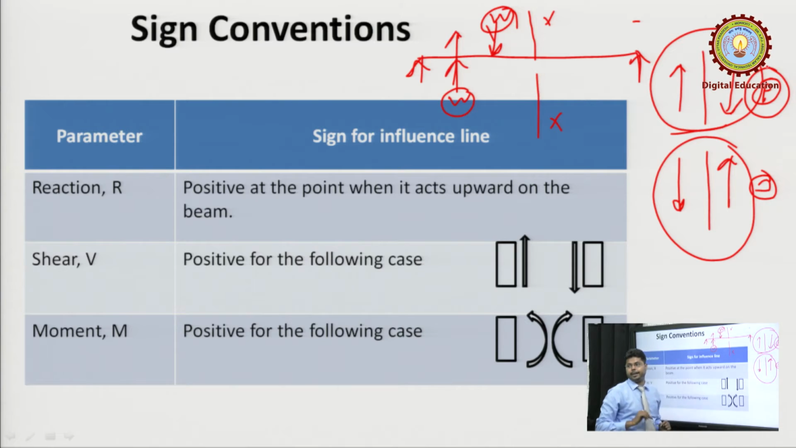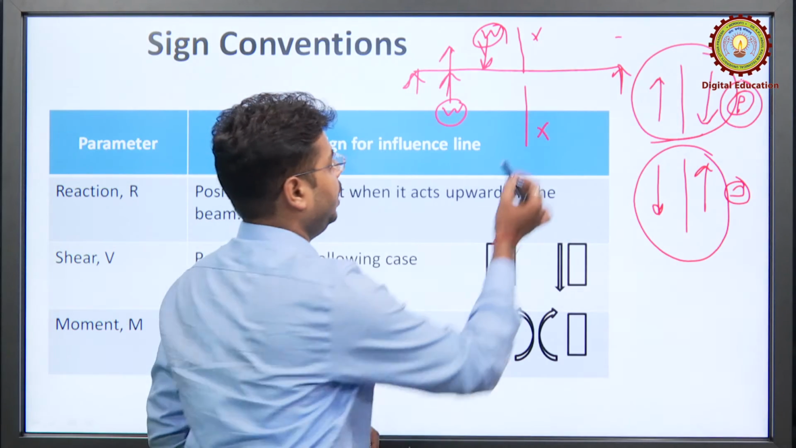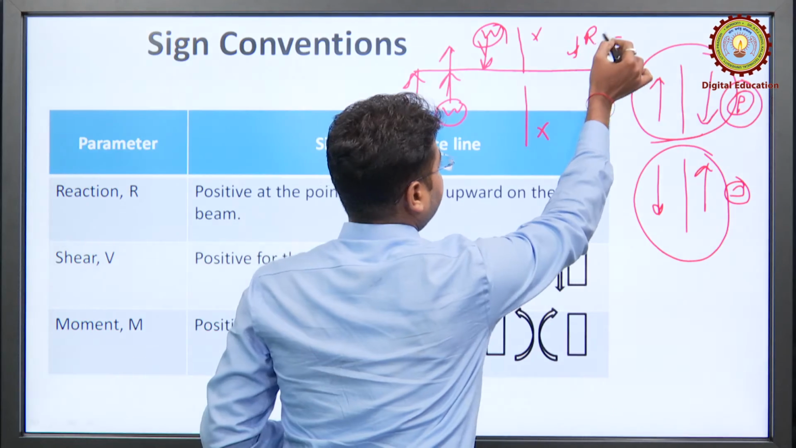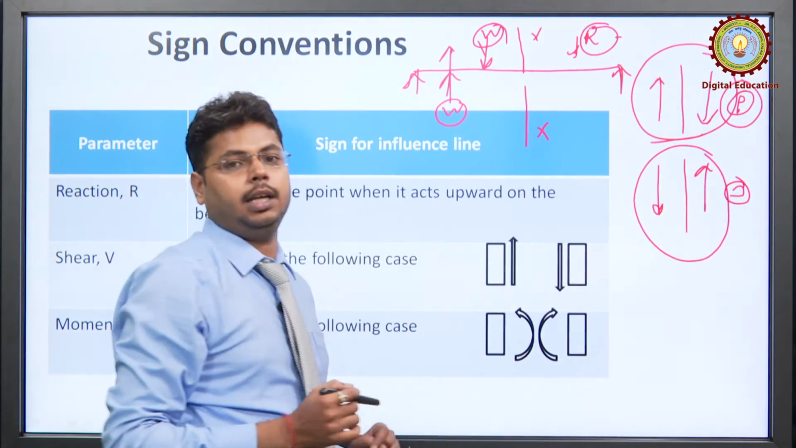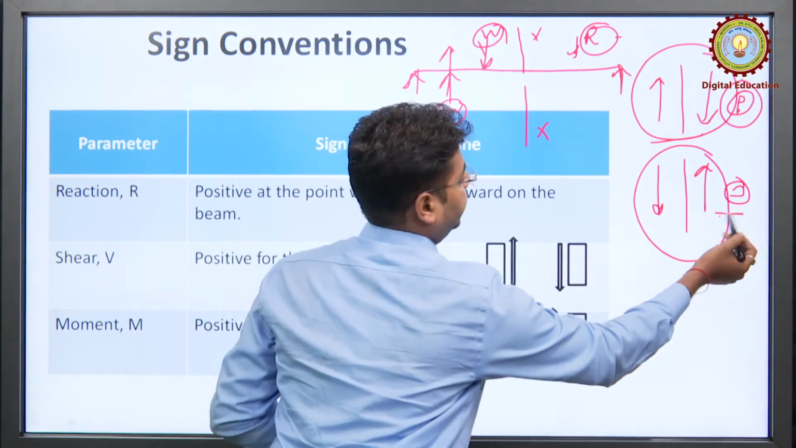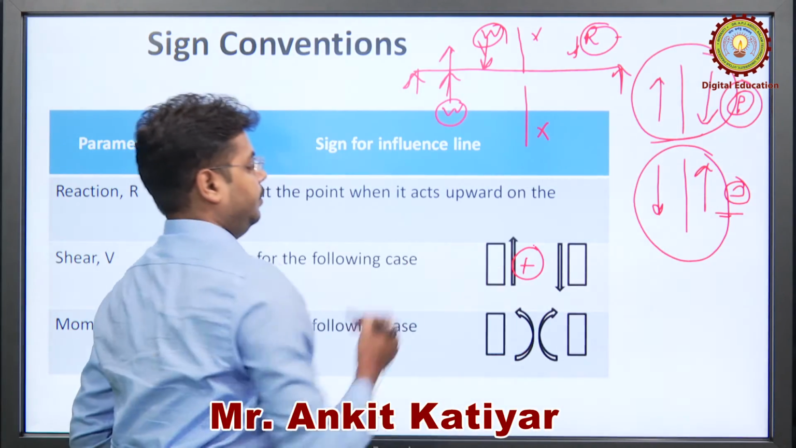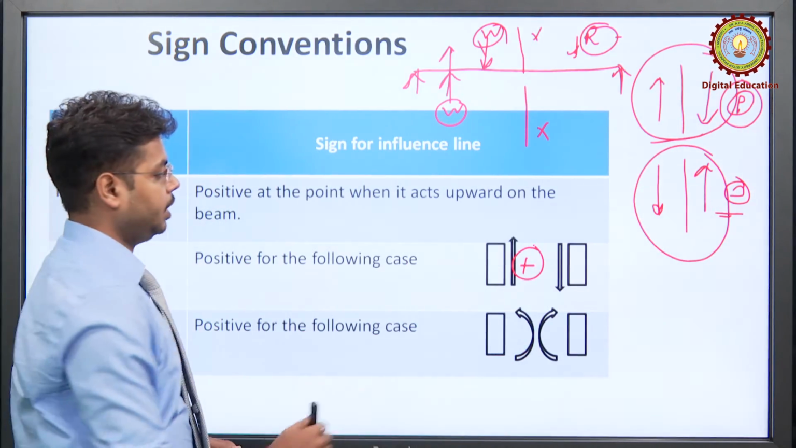The shear force will be negative only when we are taking forces on the right side of the section. If we are taking the right side of the section, the force will be negative. This thing we take as positive. Okay.